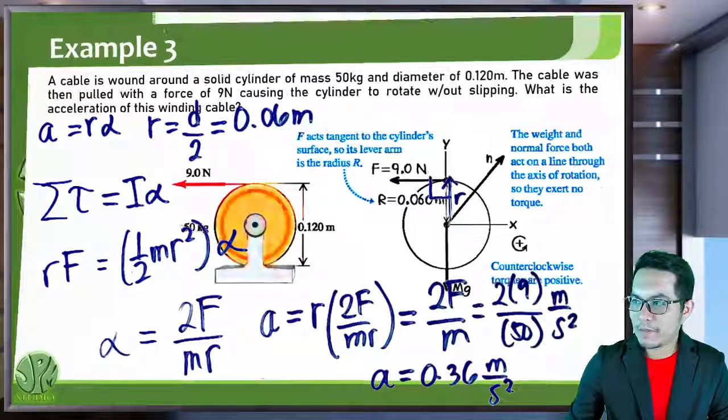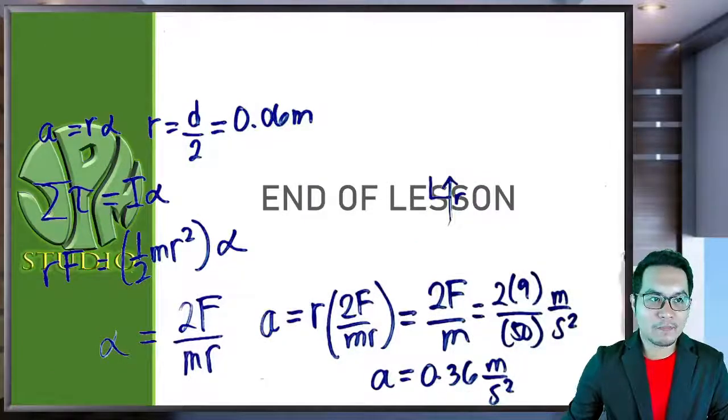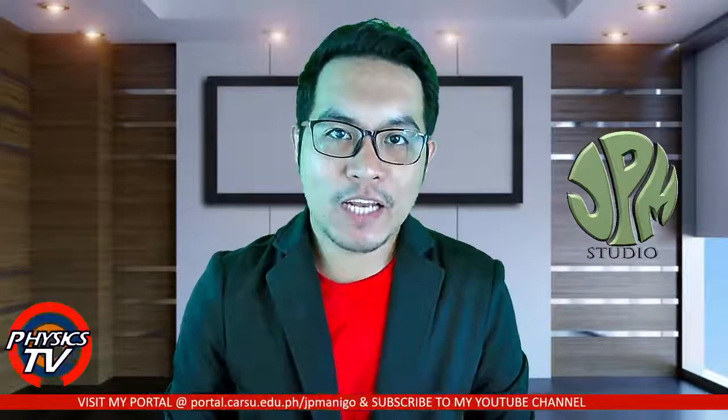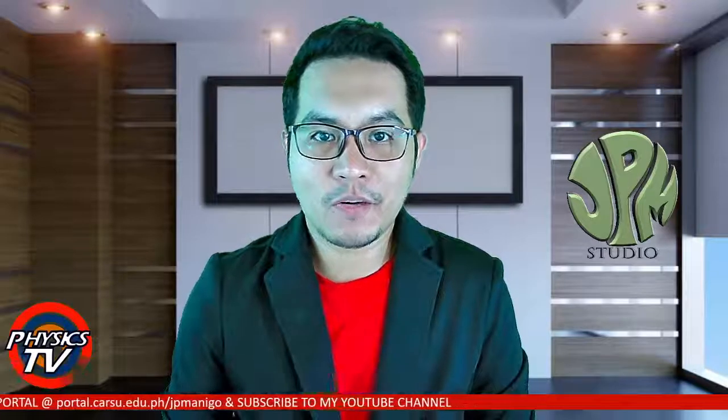Do we have another example? Okay, that is the last example. So in this chapter, we basically have a rotational version of Newton's second law of motion. So torque is the rotational analog of force.